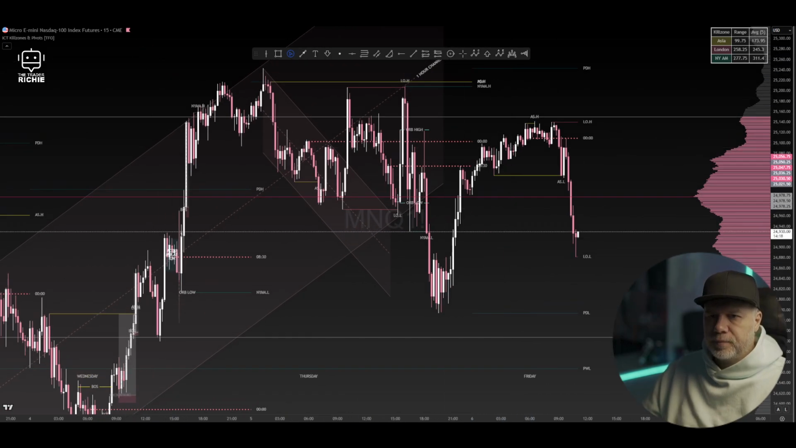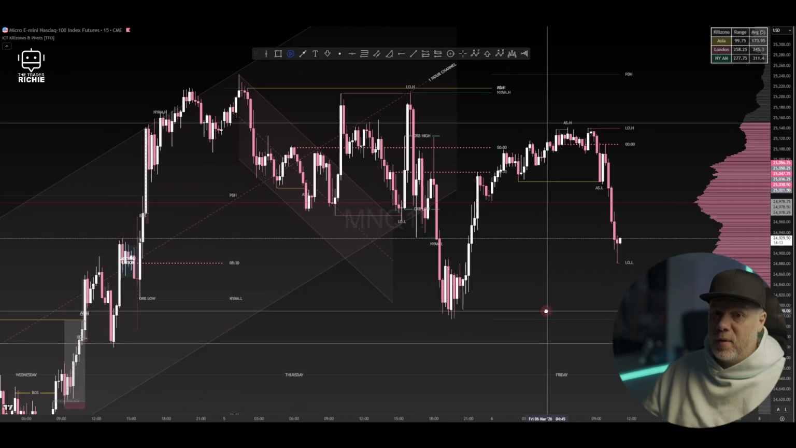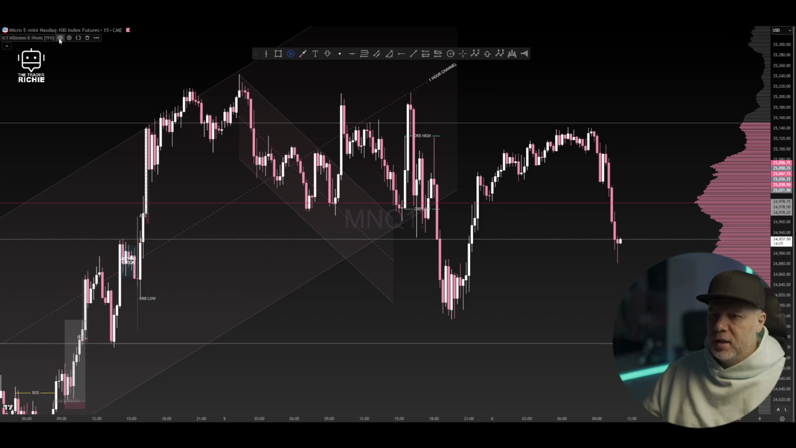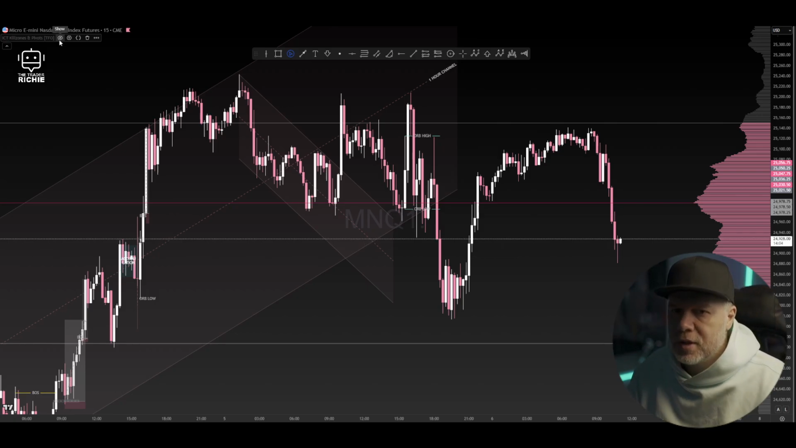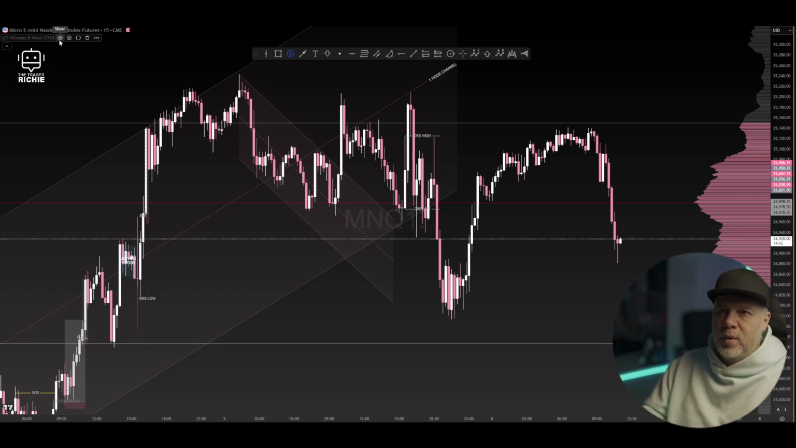So that is my chart setup. There's nothing else that I have on my chart. As I said, I use this indicator, and that's about it. It doesn't show me where I get in and where I get out. It just shows me my options on the table for potential liquidity reversals.